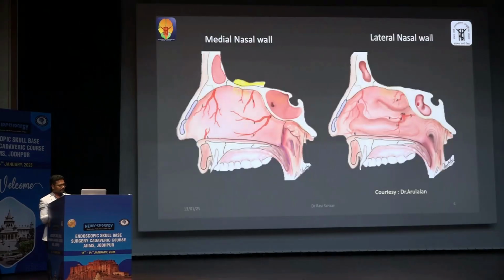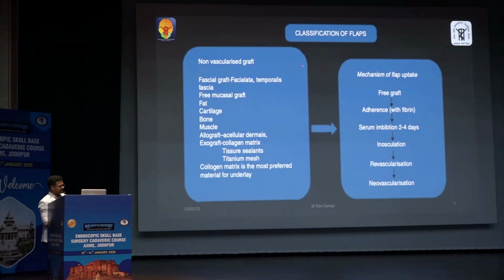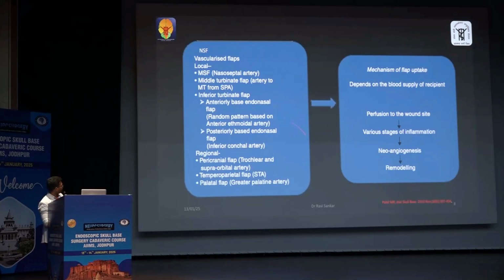So some simple basics of the flaps. The septal flaps are usually based on the sphenopalatine branch of the maxillary artery, and the lateral nasal wall flaps, the anteriormost flaps, are based on the anterior ethmoidal artery, and the posterior lateral wall flaps are based on the sphenopalatine and its branches. Non-vascularized grafts like fat and fascia usually take by imbibition and inosculation, revascularization and neovascularization. But vascularized flaps depend on the perfusion of the wound site. They go through various stages of inflammation, neoangiogenesis and then final remodeling.